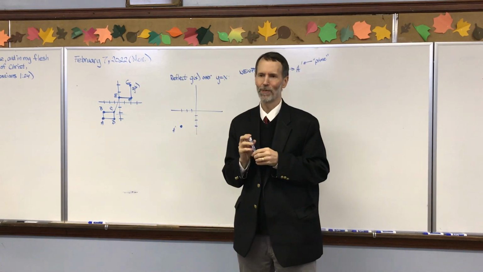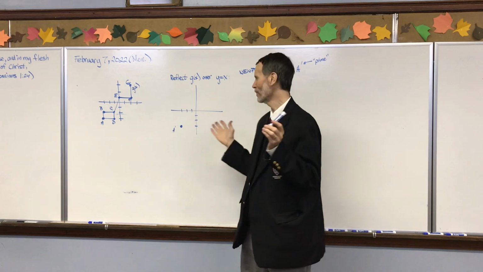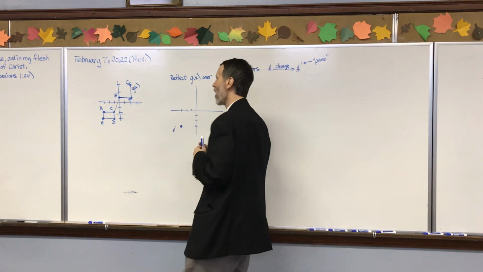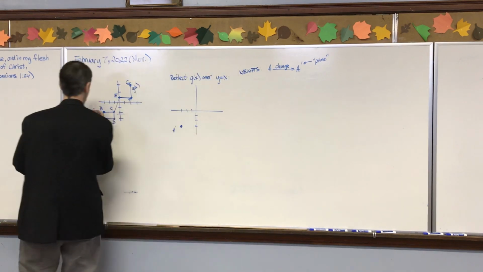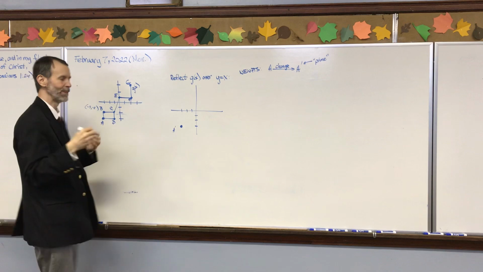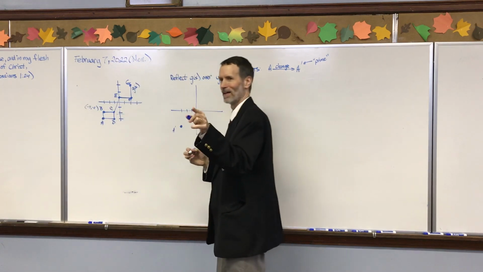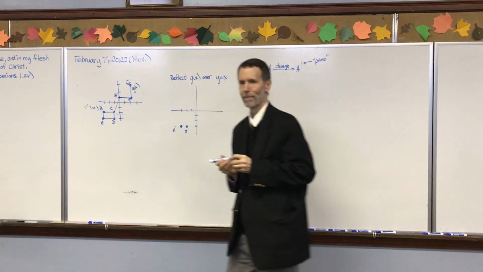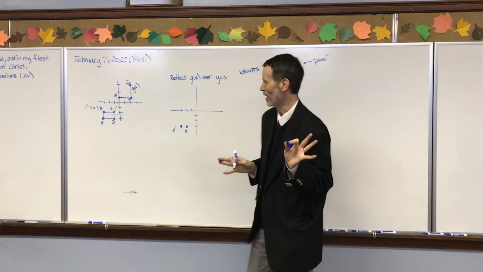Can somebody tell me where B prime is going to be? Well, first of all, tell me where B is. Mary Claire, take that one. Where's B right now? -3, -2. Where's B prime? -2, -3. Correct. B prime is here. Mary, take C prime.